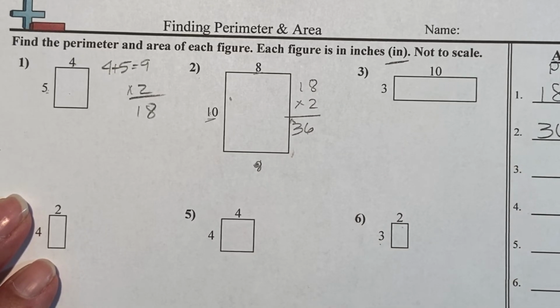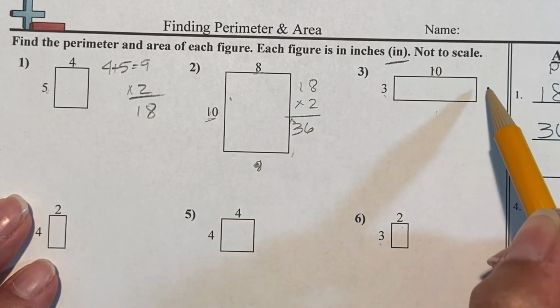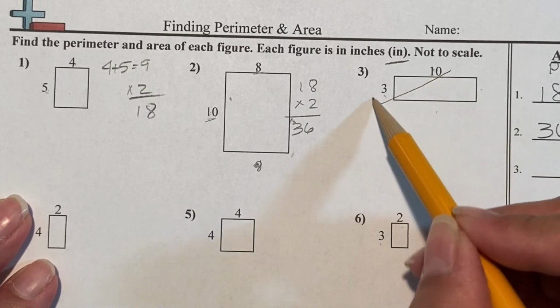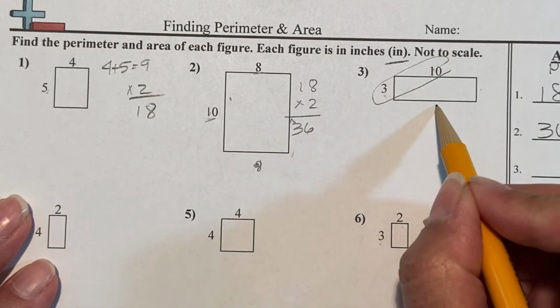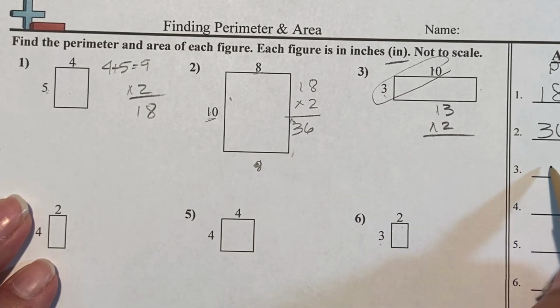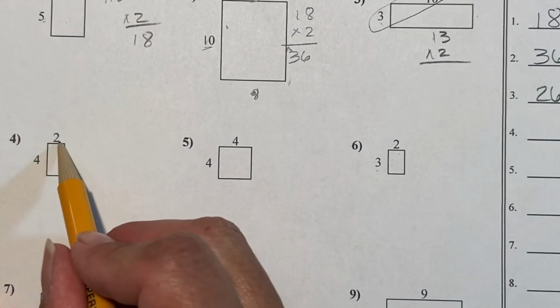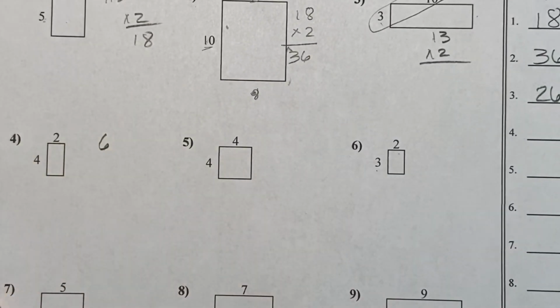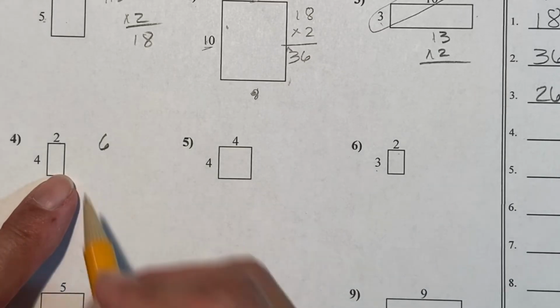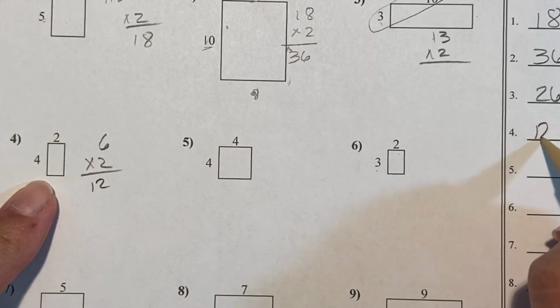See, it's really easy if you know the rules or the formula for the perimeter. You don't have to add 10 plus 3 plus 10 plus 3. Just follow the formula. 3 plus 10 is 13. I'm going to double the 13, and I get 26 inches. Let's take a look at number 4. 4 plus 2 is 6. I'm going to double the 6, and I get 12 inches.